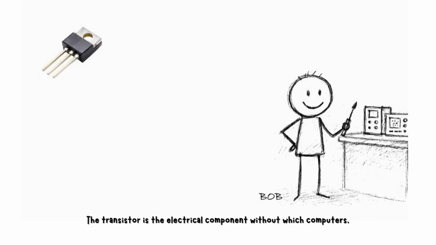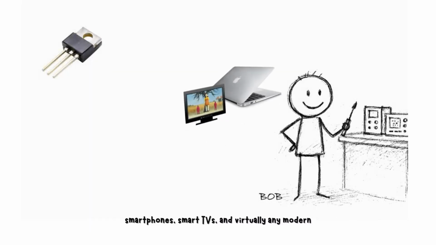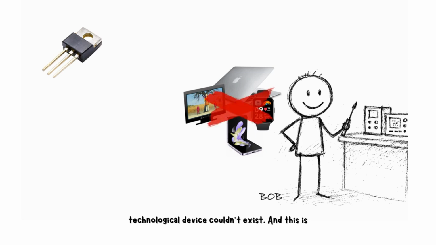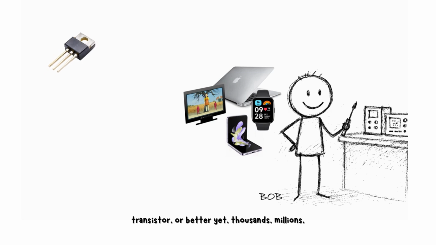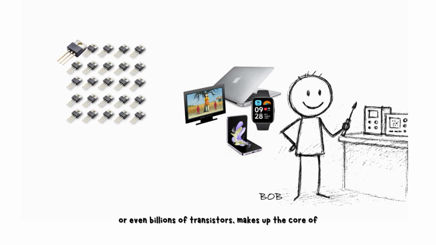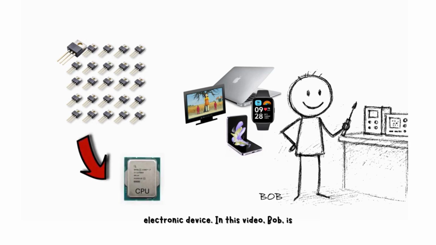The transistor is the electrical component without which computers, smartphones, smart TVs, and virtually any modern technological device couldn't exist. And this is seriously true. The transistor, or better yet, thousands, millions, or even billions of transistors, makes up the core of CPUs, essentially the brain of every electronic device.